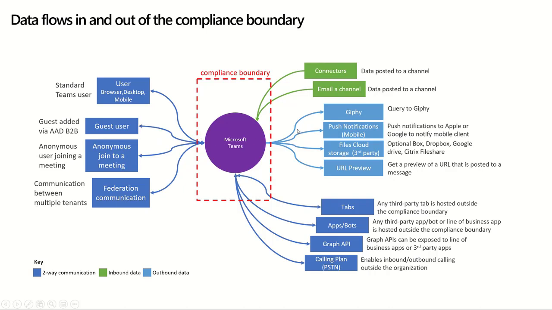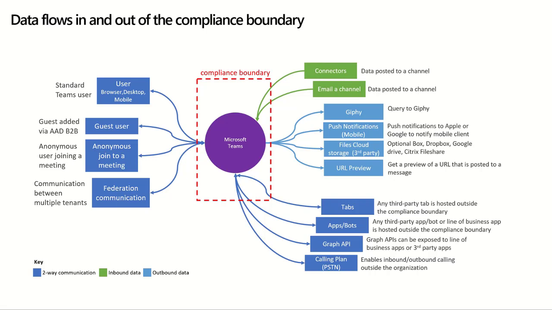When you are talking to connectors or when you're emailing a channel, this is data that may come from outside your compliance boundary, but it goes into Teams, right? So no data leaves your compliance boundary when you are talking to connectors or emailing a channel, with the possible exception of configuring a connector. But the data itself from the service is one way. There is one exception to this with actionable messages, but for the most part, it's one way.